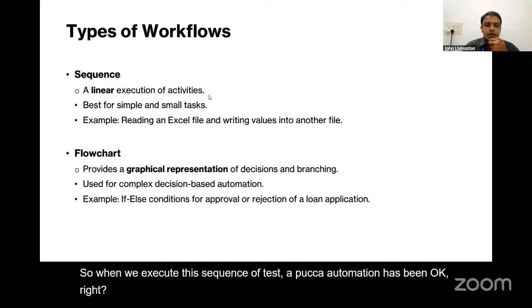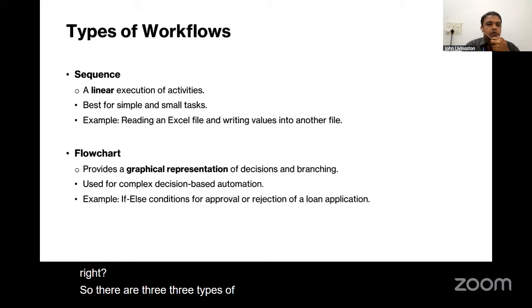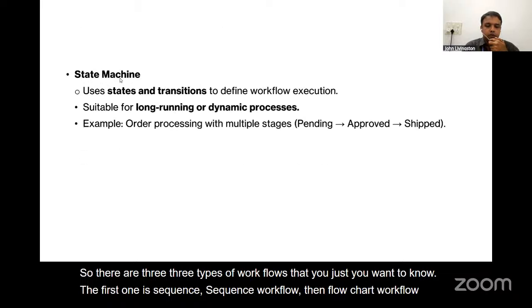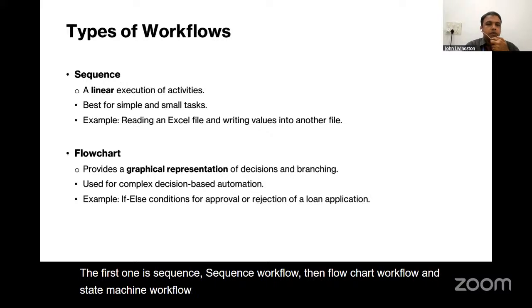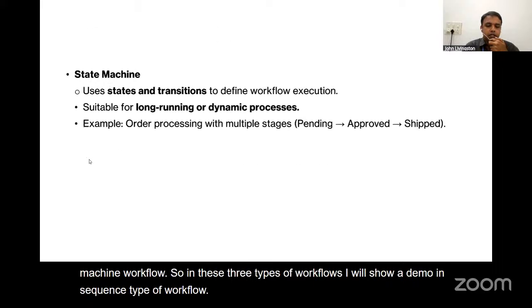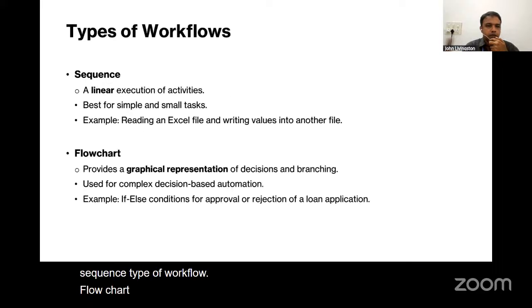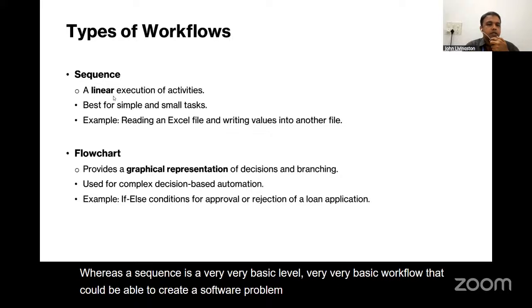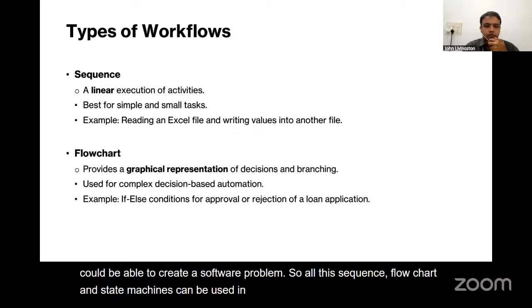There are three types of workflows that you want to know. The first one is the sequence workflow, then the flowchart workflow, and the state machine workflow. Of these three, I will show a demo in the sequence type. Flowchart and state machines are more advanced, whereas a sequence is a very basic workflow that can create a software robot. All of these can be used in web automation.